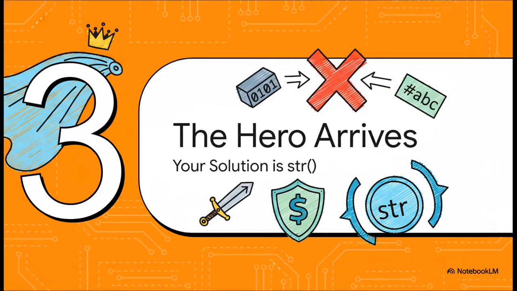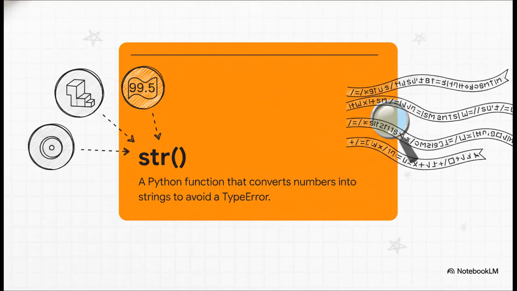But every good story needs a hero, and for this little programming puzzle, our hero is a simple, powerful function that's already built right into Python. So let's meet the solution to our type error nightmare, the string function, str. So what is this thing? Well, think of str like a universal translator for your data. Its one job, its only job, is to take something that isn't text, like our integer 15, or a float like 99.5, and just transform it into text. That way, it can be safely joined up with other text.